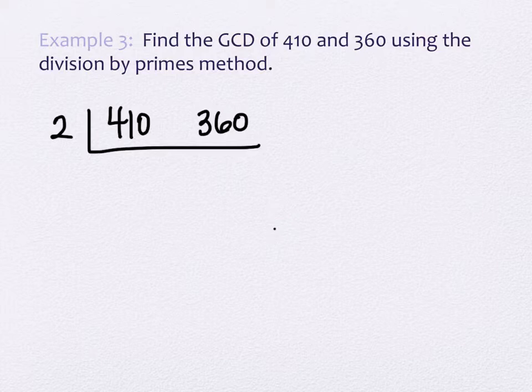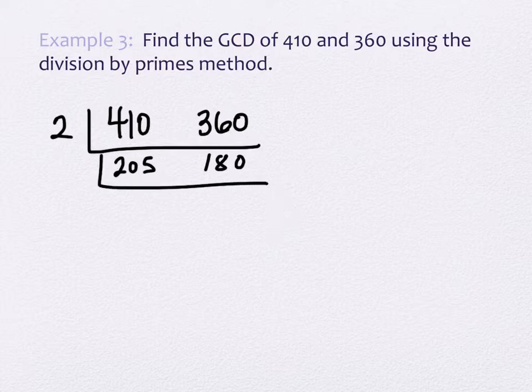So what's 410 divided by 2? 205. And 360 divided by 2? 180. All right, so do they both just still divide by 2? No. Do they both divide by 3? No. Like 180 does divide by 3, but they don't both divide by 3, right? And same thing with the 180 with 2.